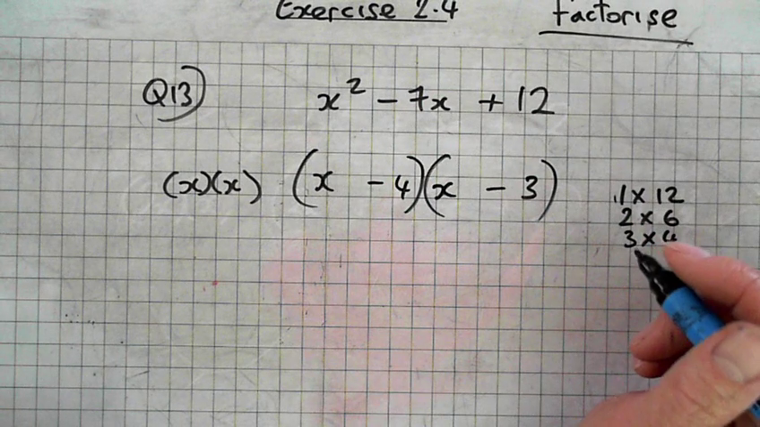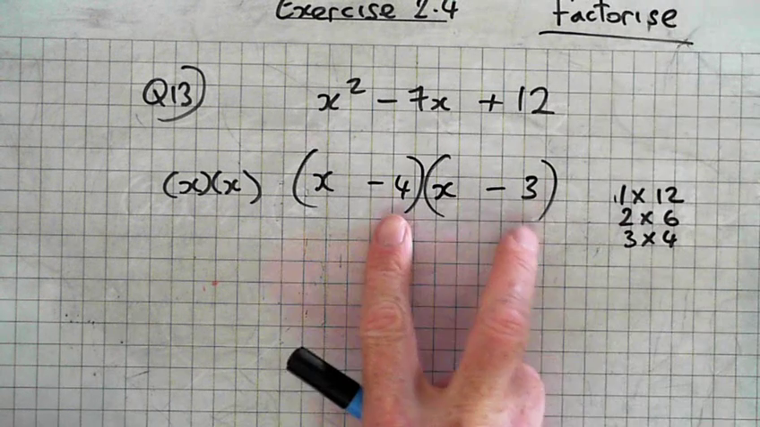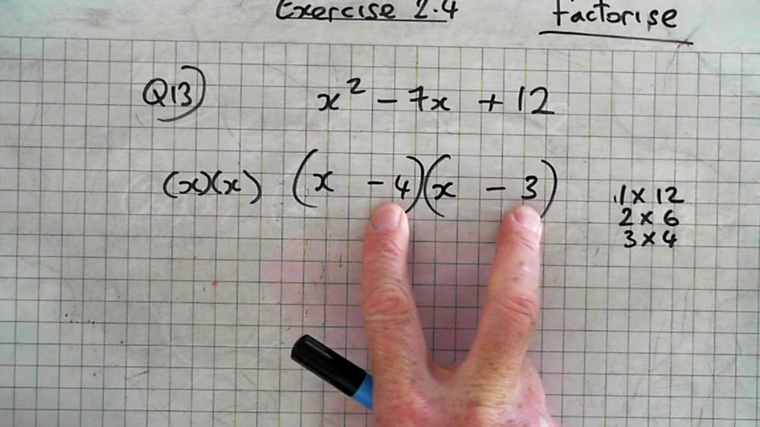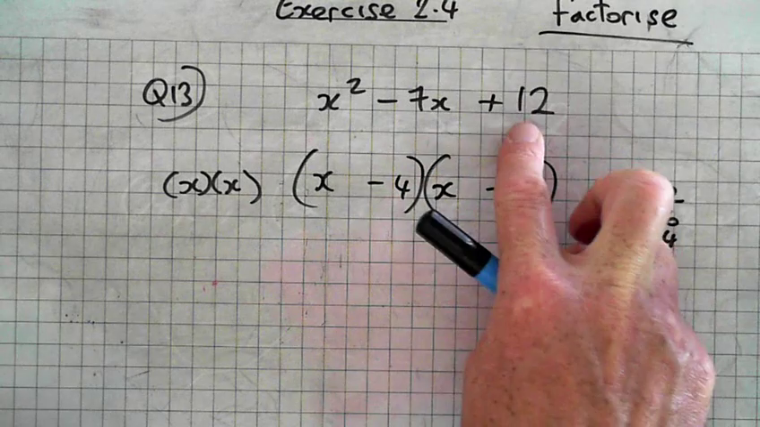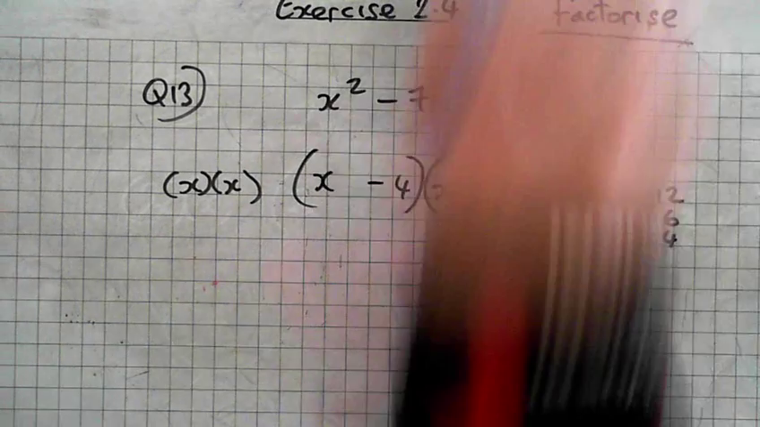Check it on the calculator if you like. And then if I multiply these two, minus 4 times minus 3, I get plus 12. Okay, so that's my answer. That's it factorized. That's question 13.